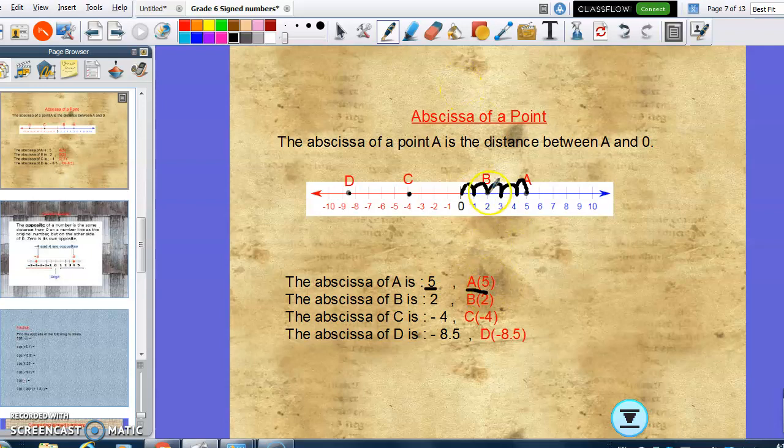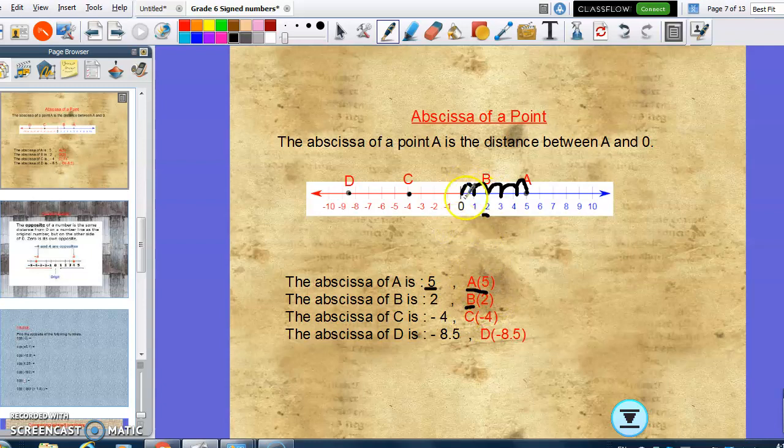What about point B? Point B is located here. So 1, 2 units to the right. So the abscissa of point B is 2 or plus 2. So B in parenthesis 2. So the abscissa of point B is plus 2 or 2.